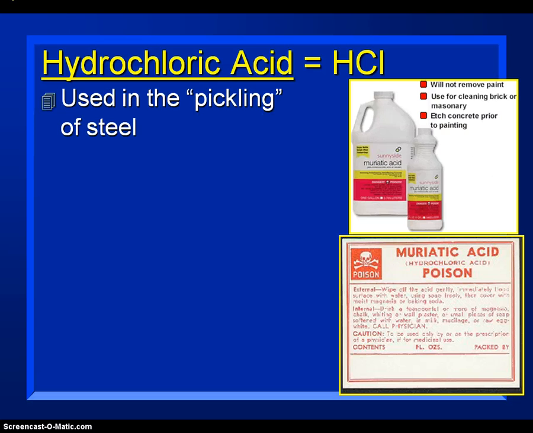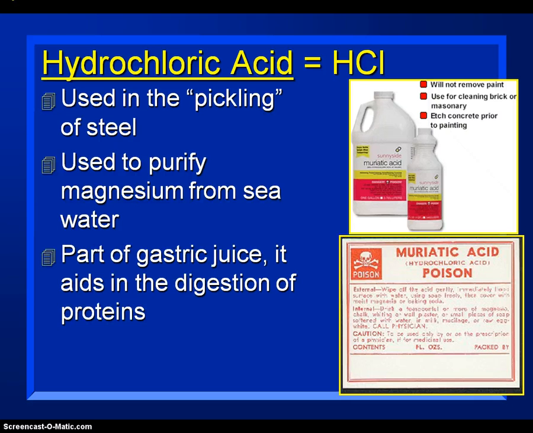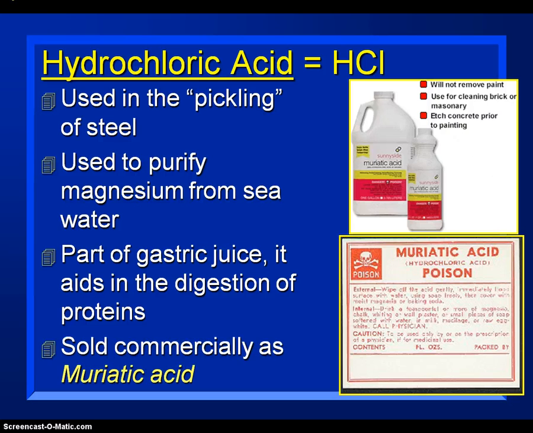Hydrochloric acid is used for curing or pickling steel. It can be used to purify or pull magnesium out of seawater. It's also the acid that makes up your gastric juices, or your stomach acid, and it helps to digest proteins. If you were to go to a hardware store and buy it, it's called muriatic acid, and it's used for etching concrete and for masonry work, before you paint your garage floor or something like that.